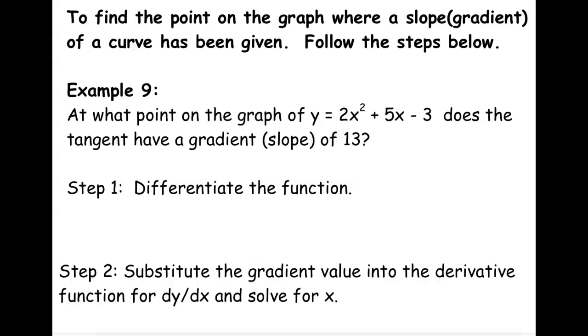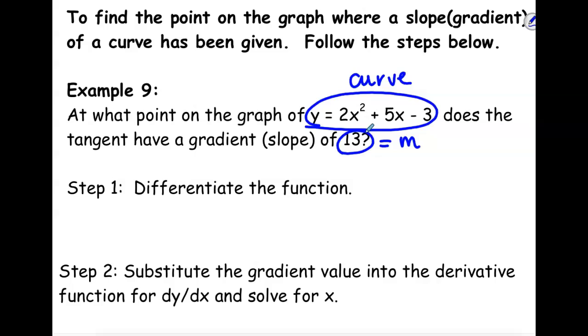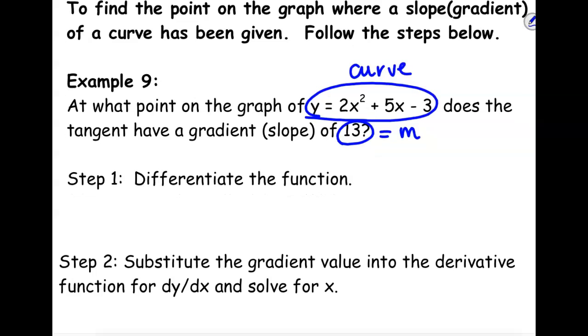To find the point on the graph where a slope, the gradient of a curve, has been given, we're going to follow these steps. Example 9: at what point on the graph for this function, so this is your curve, does the tangent line have a gradient or slope of 13? So step 1, we have to differentiate the function using our power rule.